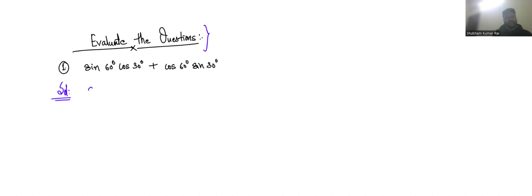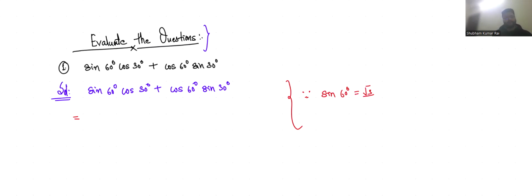Here we have the question: sine 60 degree cos 30 degree plus cos 60 degree sine 30 degree. Now here we just need to evaluate, right? As we know, what is the value of sine 60 degree? The value of sine 60 degree is root 3 by 2. Whenever you are substituting the value, just write that since we know that sine 60 degree is equal to root 3 by 2, we will put the value here, root 3 by 2.